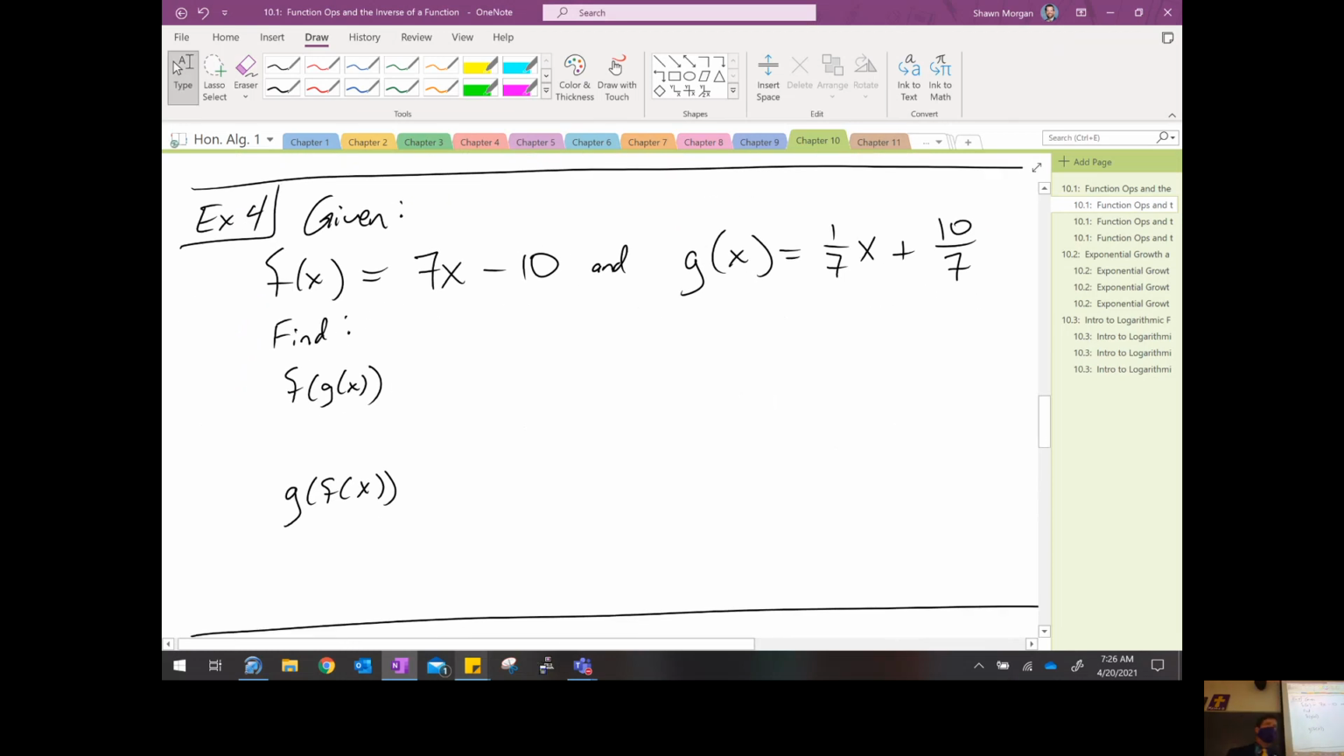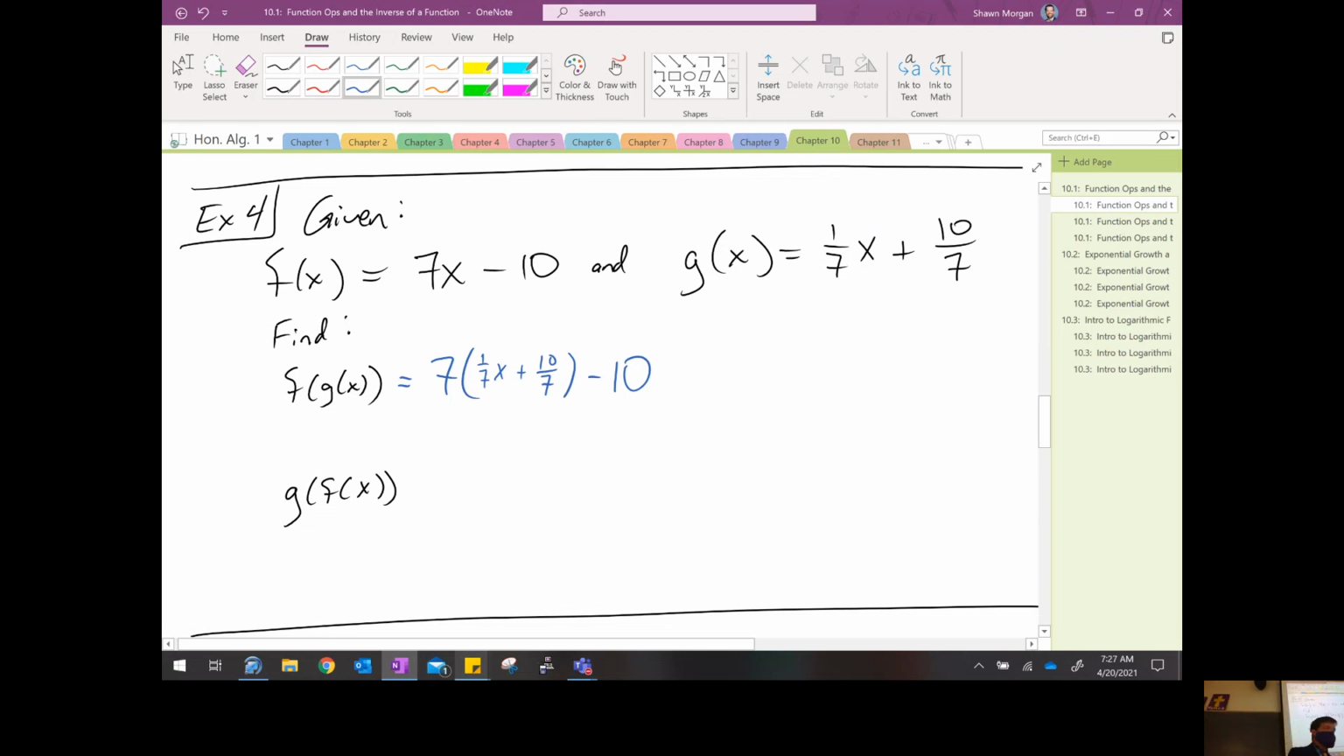Now, similar example, except here's something interesting. There's an interesting little twist here. So you and I, let's work on finding f of g. Okay, so we'll do f of g here in blue. The f function says 7 times my input minus 10. And my input in this case is g, which is given to me as 1/7 x plus 10 sevenths.